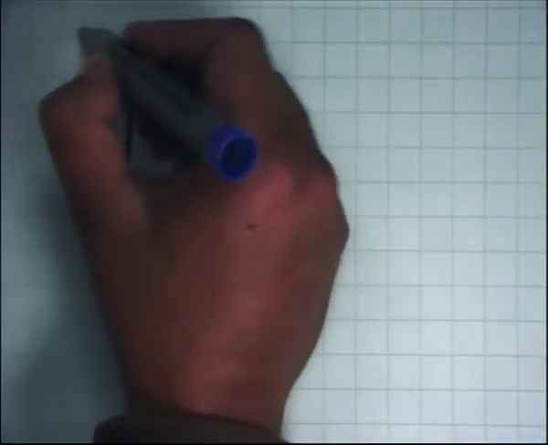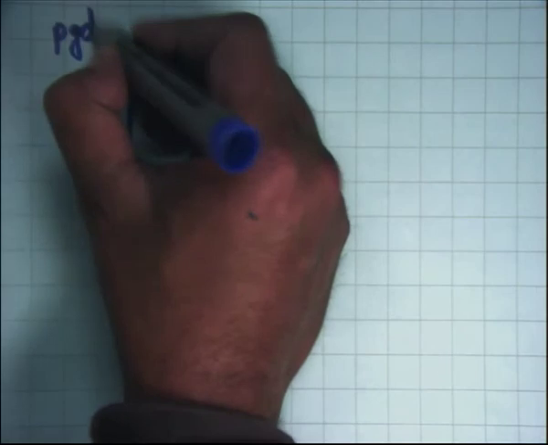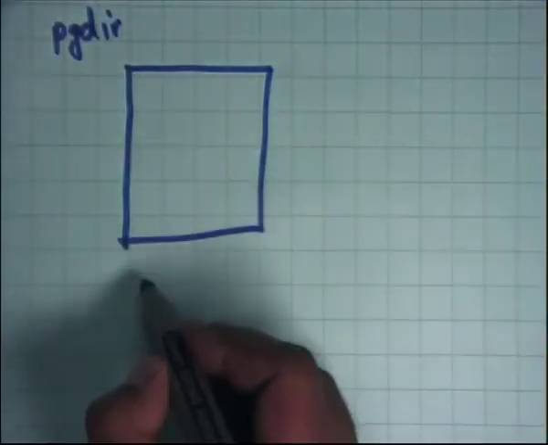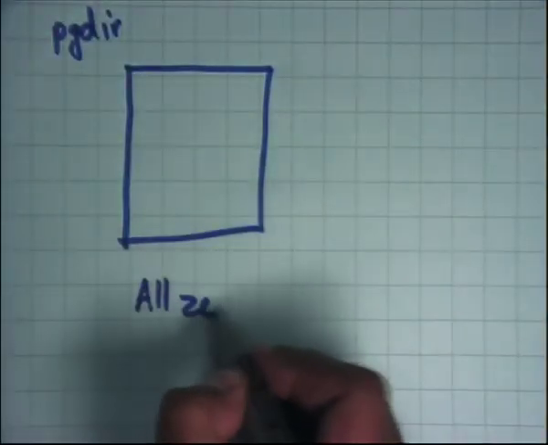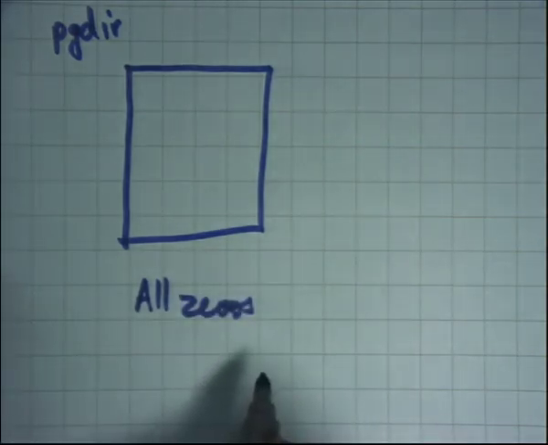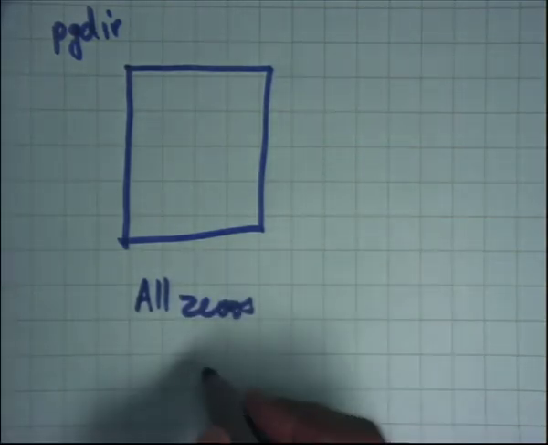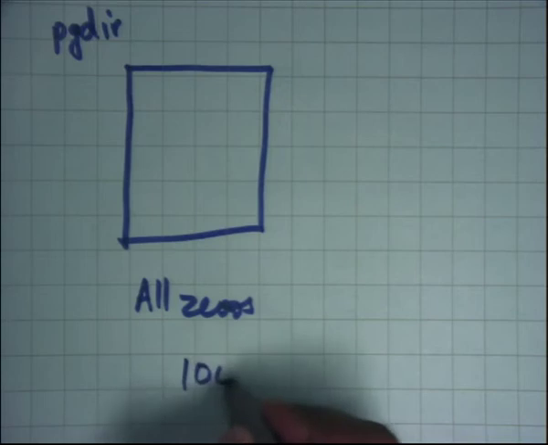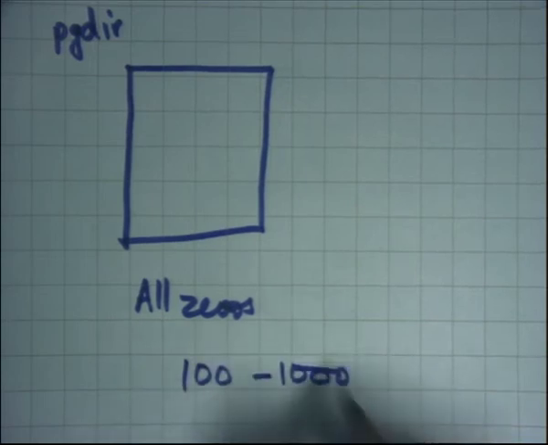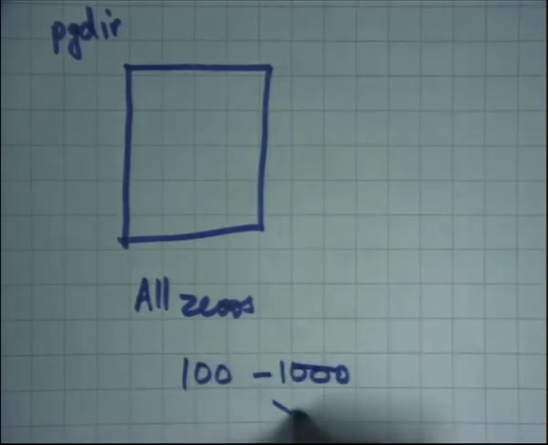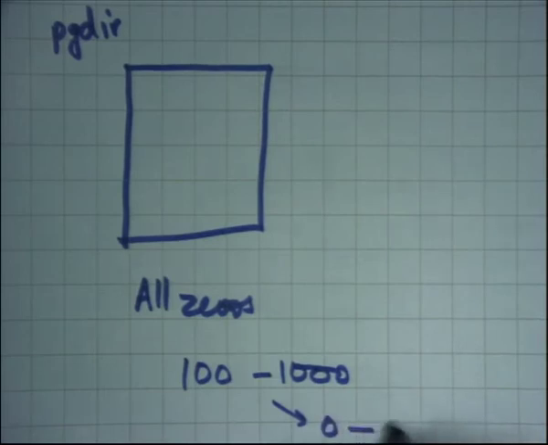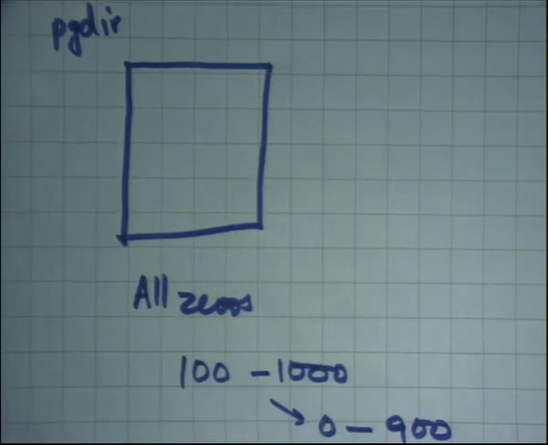So this is the page there that is initially completely zeroed out, all zeros. Now let's say I want to map address 100 to 1000 to physical address 0 to 900, just a hypothetical example, right? So I want to map virtual addresses 100 to 1000 to physical addresses 0 to 900. What do I need to do?